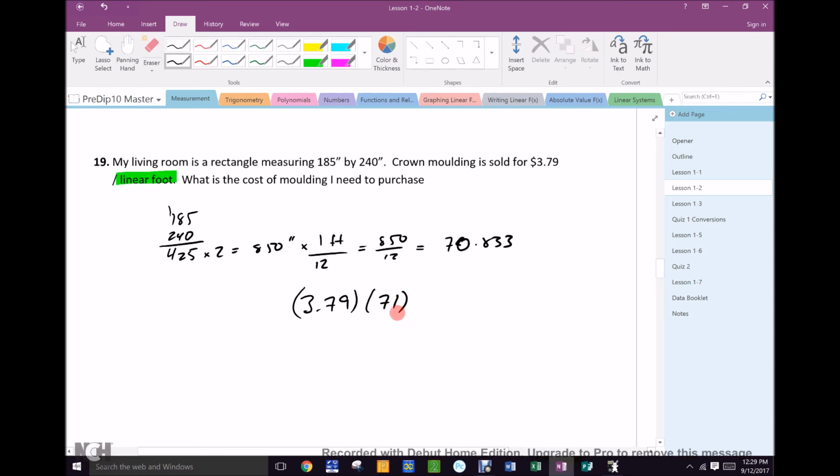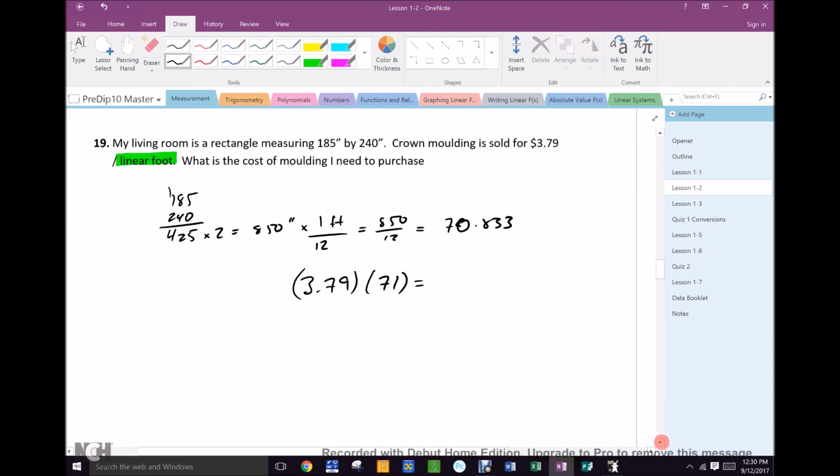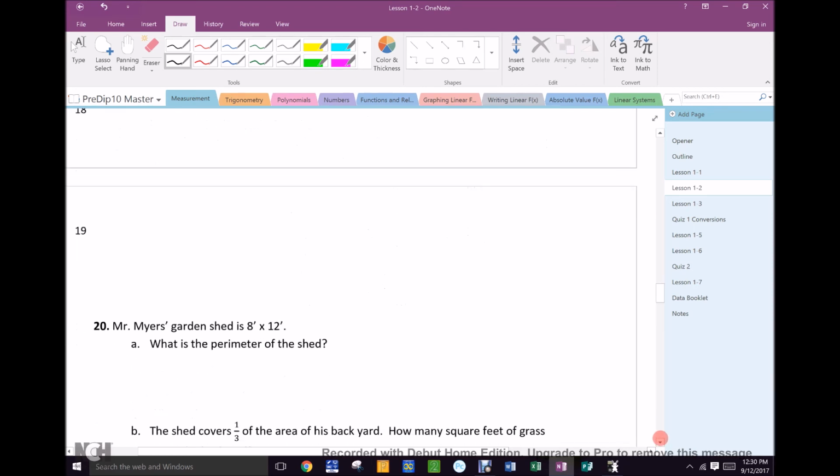Because I cannot, in this case, I have to buy that extra foot. And I do round up. Everybody understand? If I buy exact, you'll be happy. I can't buy exact because it's sold by the foot. Got it? Okay.